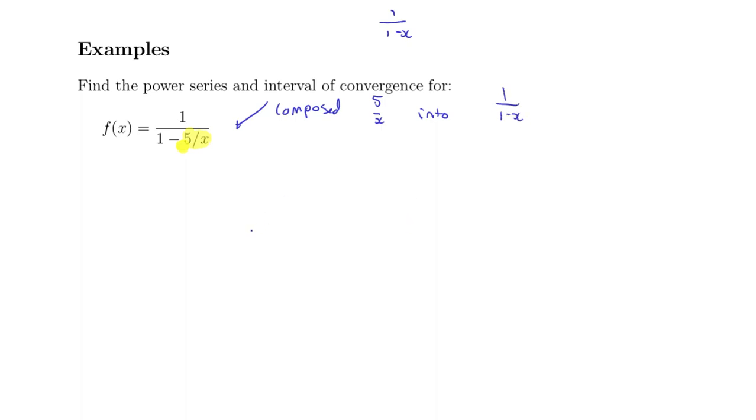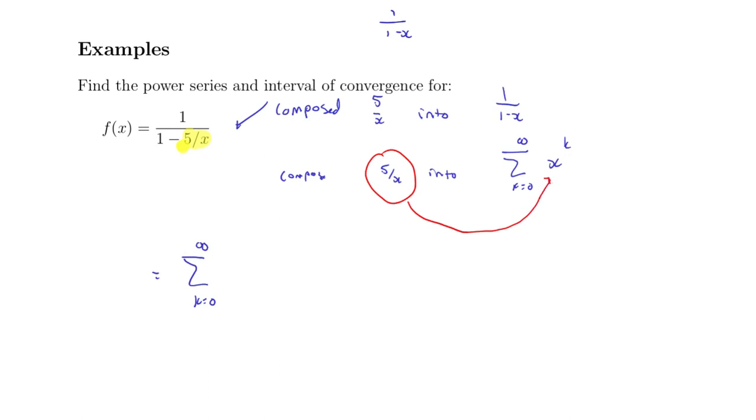So let's go ahead and compose that into the power series. So we will compose 5 over x into the power series representation of 1 over 1 minus x. So this is our series from k equals 0 up to infinity of not x to the k, it's 5 over x to the k.